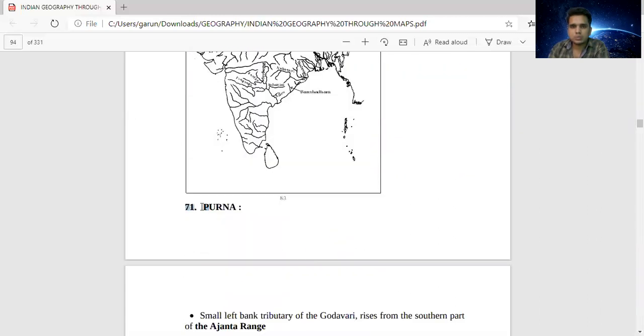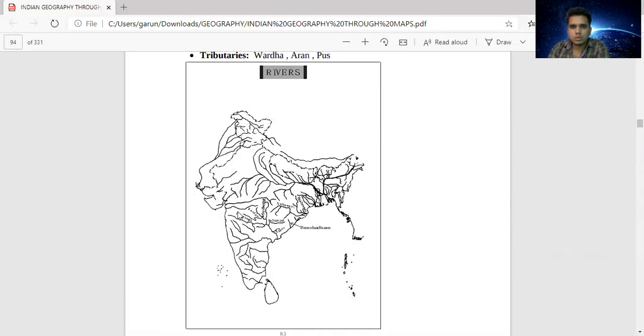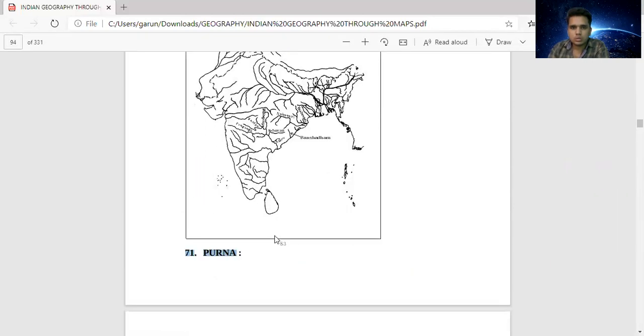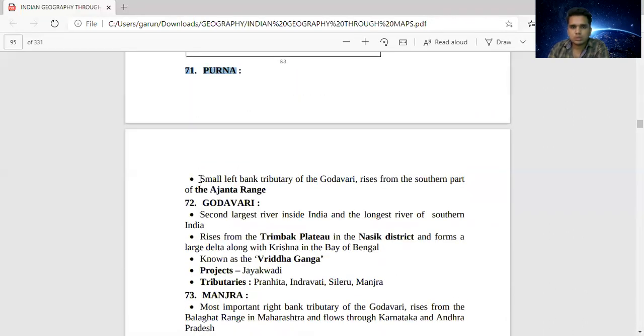Next river is Purna. A small left-wing tributary of the Godavari, it rises from the southern part of the Ajanta range.